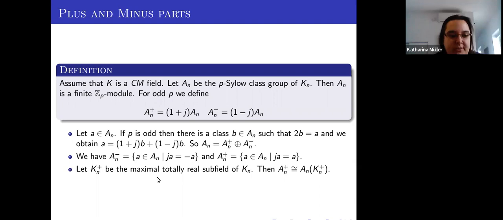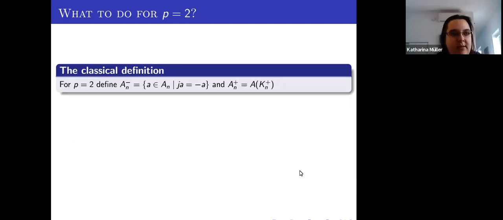And if K_n^+ is the maximal totally real subfield of K_n, then A_n^+ is isomorphic to A_n of K_n^+ via restriction. This uses the fact that the extension K_n over K_n^+ is always ramified at all infinite primes. So I gave a nice definition with nice properties for odd p.